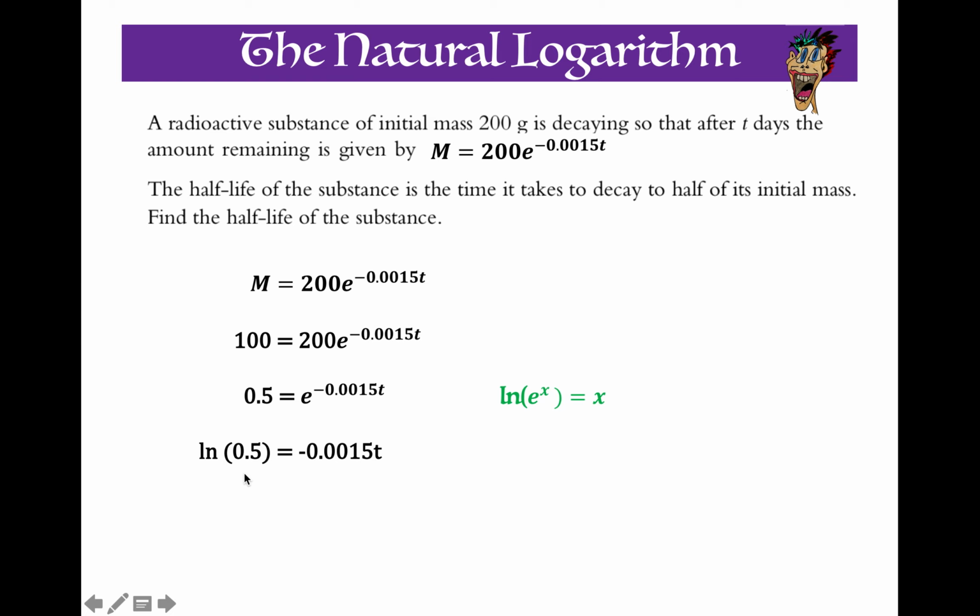I can work that out on my calculator. So I'm now going to divide both sides by minus 0.0015. And I get t equals this fraction here, put it into my calculator, and I find that its half-life happens after 462 days. Copy neatly this out in your books, it will help you.